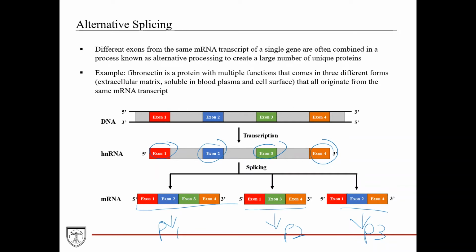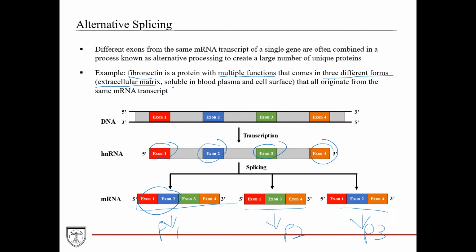Now, as you can see, the advantage of this is that you can efficiently create a large number of unique proteins from one mRNA transcript. Where this can come into play is that you can have a protein like fibronectin, which has multiple functions. So it's the same protein, it just has some tweaks brought on by alternative splicing that result in it coming in 3 different forms. So you have an extracellular matrix form. This is a form that's going to be interacting with other extracellular matrix cell surface proteins. So that could be this one. This could be the first protein that's formed.